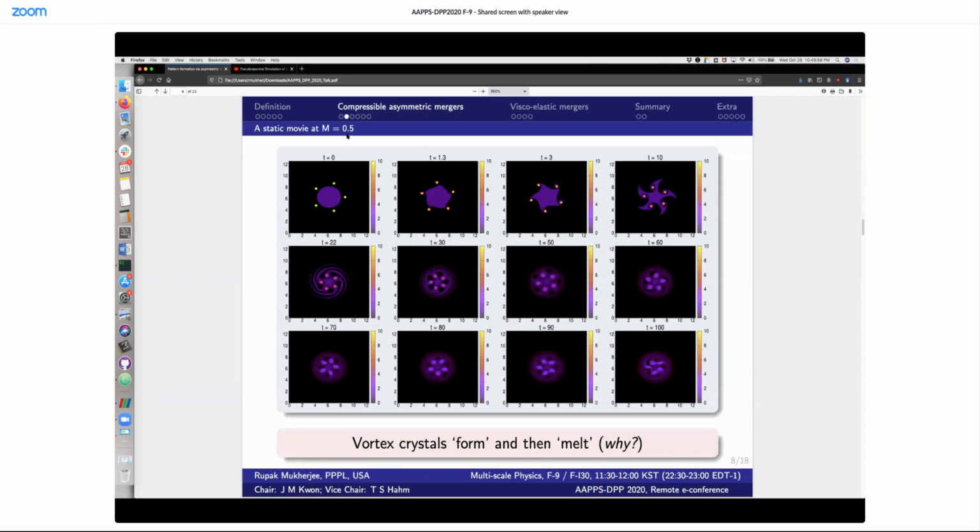As you can see, at Mach number 0.5, the initial structure is almost similar. They form a crystal like this. However, for the incompressible fluid, if you keep the movie running, the crystal will not decay. The crystal will not melt, or it will be there forever, up to your simulation conservation scheme. However, if you have compressibility, we see that after some time, the vortex crystal finally melts down like this. So we are trying to find a meaning of why the vortex crystals are melting.